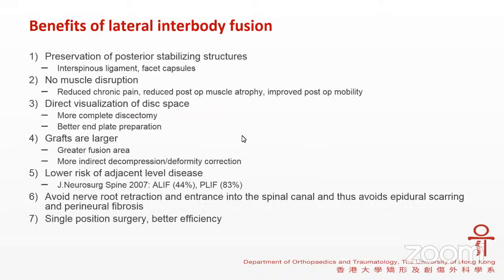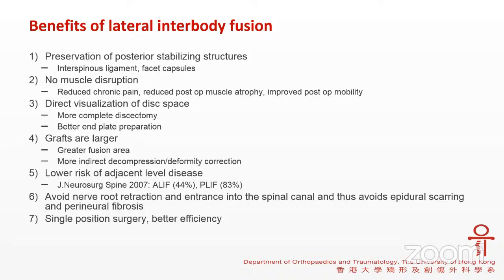Okay. So there are a lot of benefits of the lateral interbody. You heard a lot about the lift procedure, but it still requires a lot of muscle disruption of the posterior aspect, whereas the OLIF does not require any muscle disruption because you're going through the retroperitoneal plane. So there's a lot of preservation of the posterior structures, and you also have direct access to the disc space. So you have a more complete discectomy and better end plate preparation.